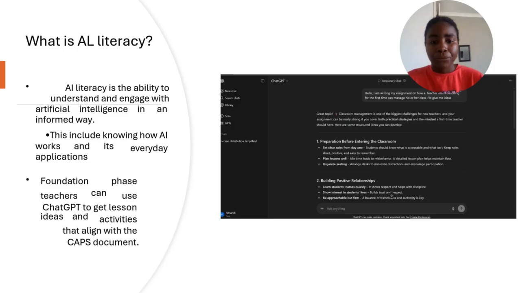As we proceed, we are going to talk about AI literacy. AI literacy is the ability to understand and engage with artificial intelligence in an informed way. So AI literacy means using AI in a responsible way. Here there is an example of how I use ChatGPT in a responsible way. This also includes knowing how AI works and its everyday application. It is very important for foundation phase teachers to use AI in a responsible way. Foundation phase teachers can use ChatGPT to plan their lessons and also plan their activities.